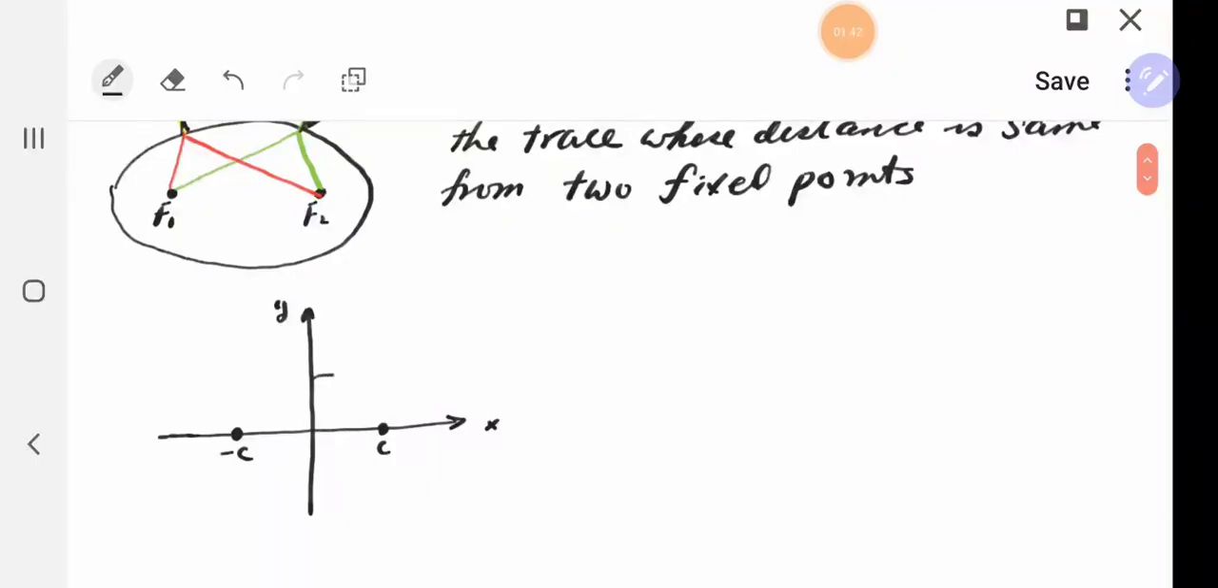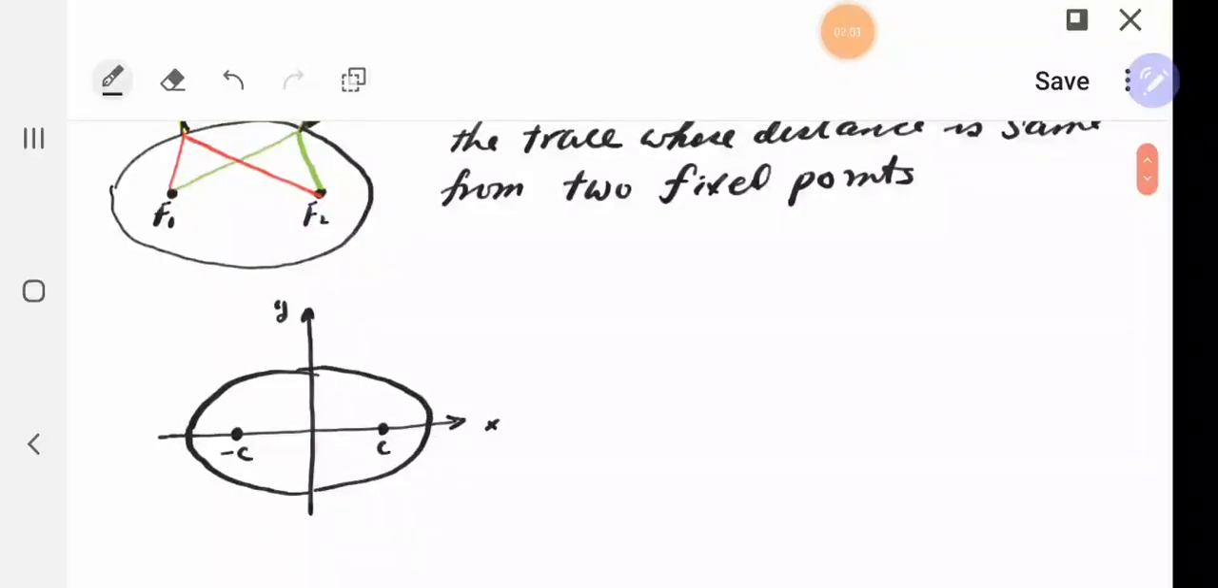Let me draw it like this. Okay, it doesn't look like an ellipse. Let me try my best.